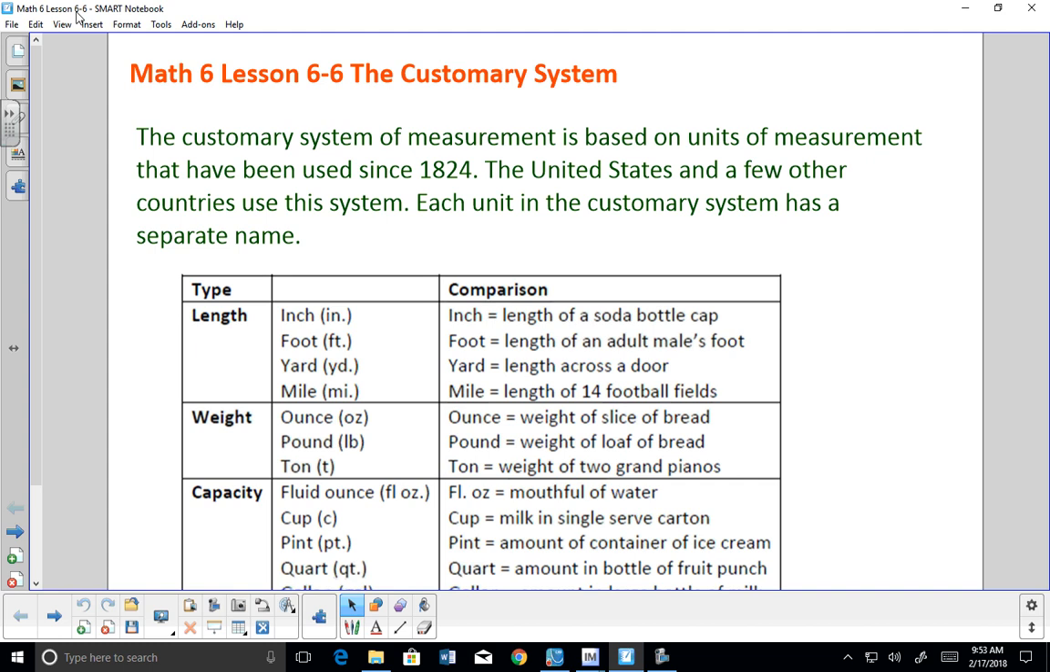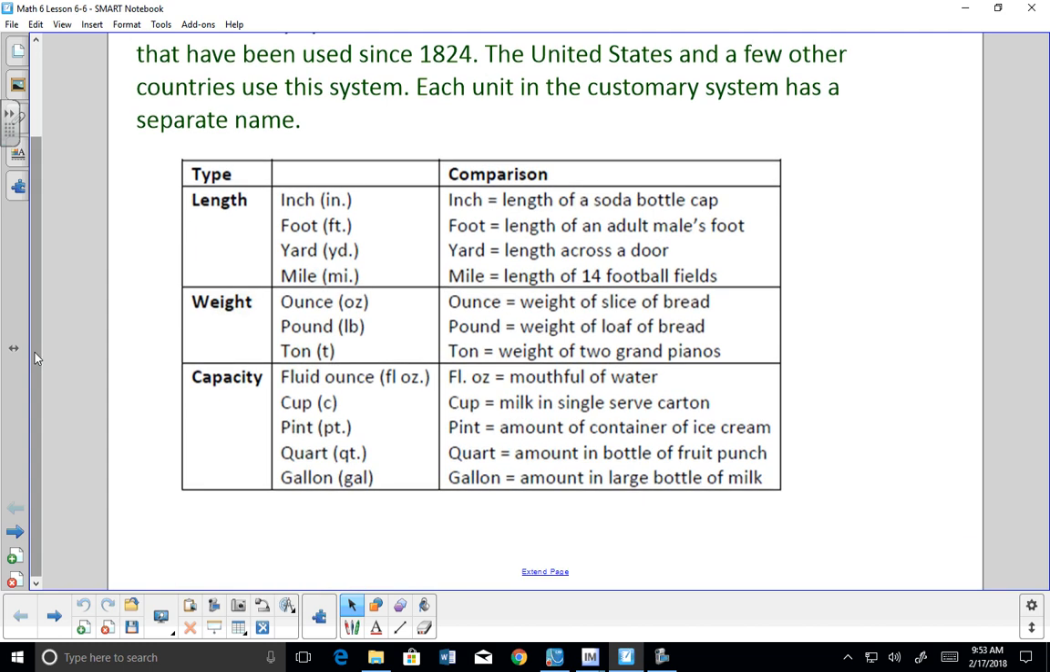Each unit in the customary system has a separate name. Let's talk about some of these units. There are three types of units. We have a unit for length, we have a unit for weight, and we have a unit for capacity.